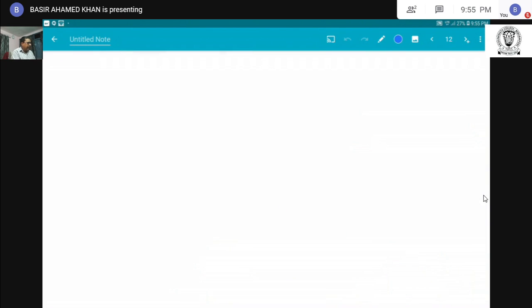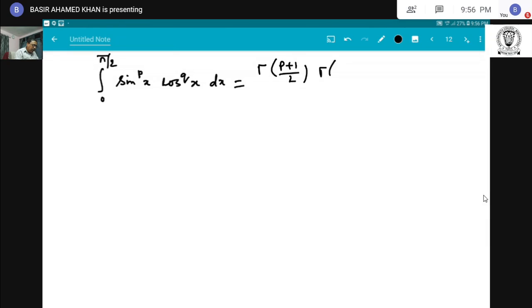Now I will show you another form. Integration 0 to pi by 2 sine to the power p x cos to the power q x dx equal to gamma p plus 1 by 2 gamma q plus 1 by 2 divided by 2 times gamma p plus q plus 2 divided by 2.